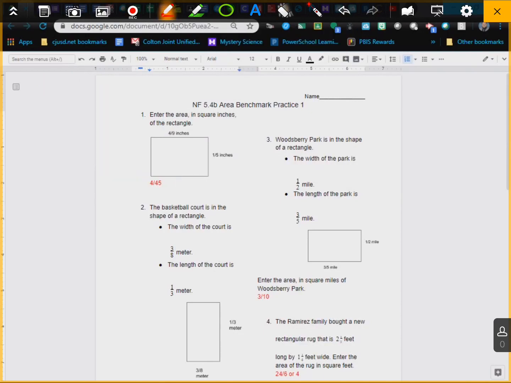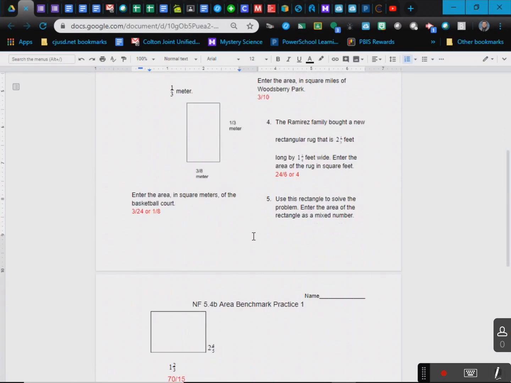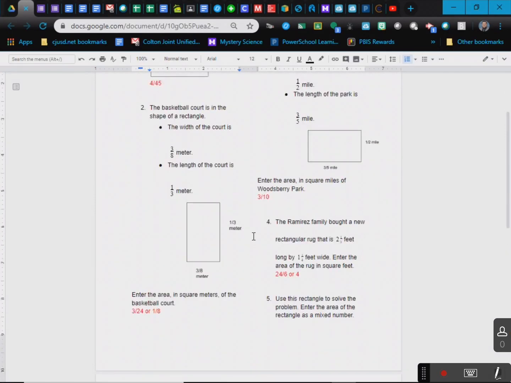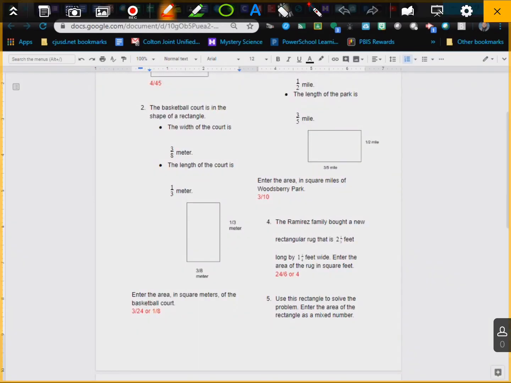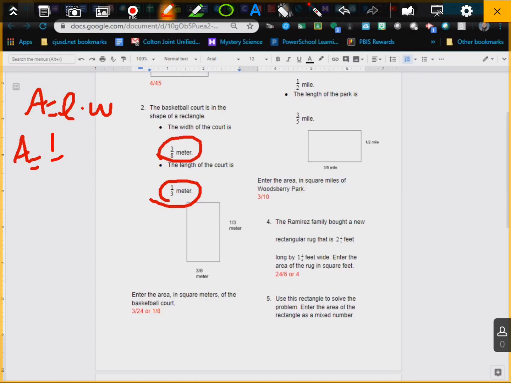All right, number 2. This is a basketball court, in the shape of a rectangle. The width of the court is 3/8. The length is 1/3. Area equals length times width. A equals 1/3 times 3 over 8. Now, I'll show you two different ways to do this. First, I'm just going to multiply numerator times numerator. 3 times 1 is 3. Denominator times denominator. 3 times 8 is 24. 3 over 24 is an answer.